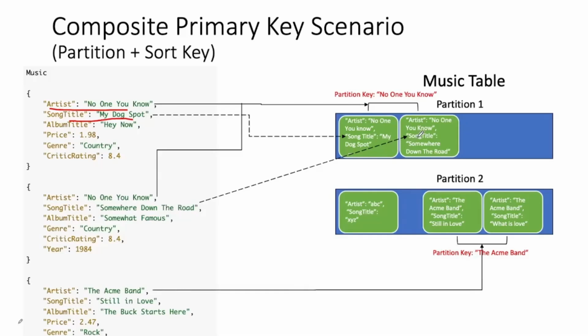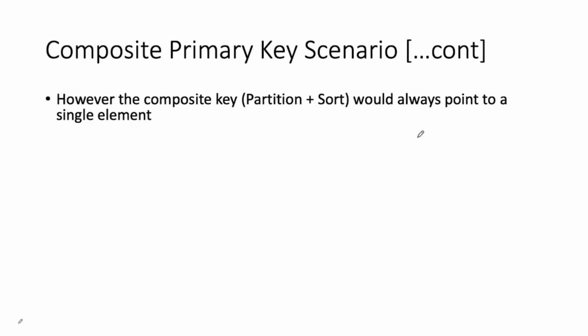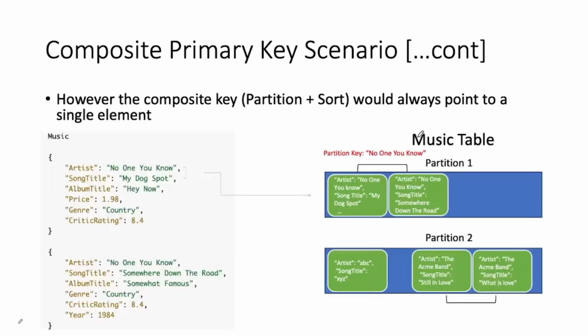And here is another example of another partition key and sort key. So in the composite primary key scenario, multiple items, as I mentioned, could have the same partition key. But as I mentioned before as well, the whole primary key, which is the partition key plus the sort key, would always point to a single element. So here are the examples of that, which we already saw.